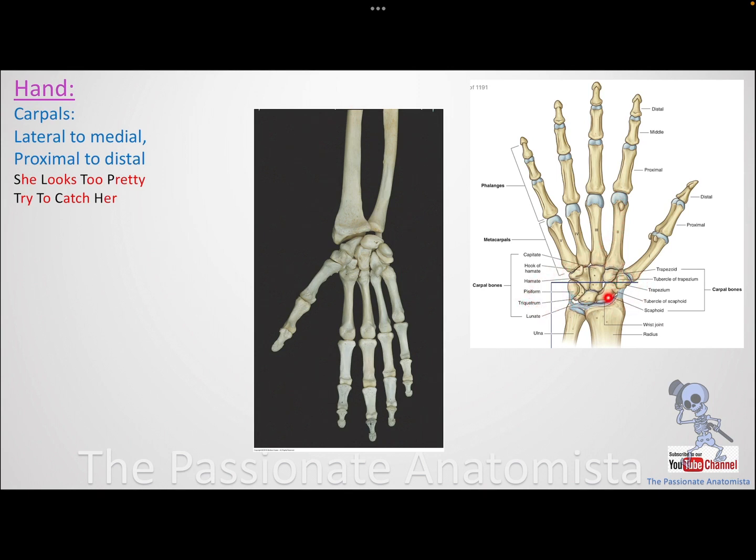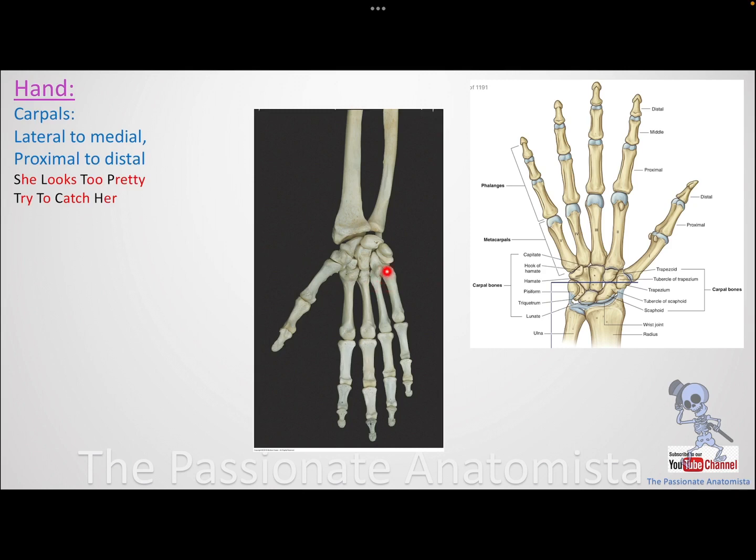The carpal bones are 8 in number. We have a proximal row and we have a distal row. We have 4 and 4. So if we want to know how to memorize them, we can remember this mnemonic, which is: she looks too pretty, try to catch her. So these are the bones arranged proximal to distal. So this is the proximal row, this is the distal row, lateral to medial.